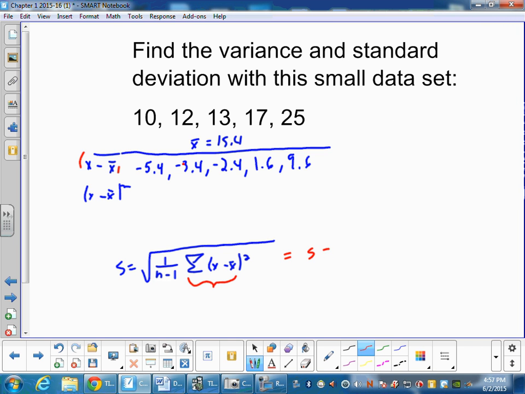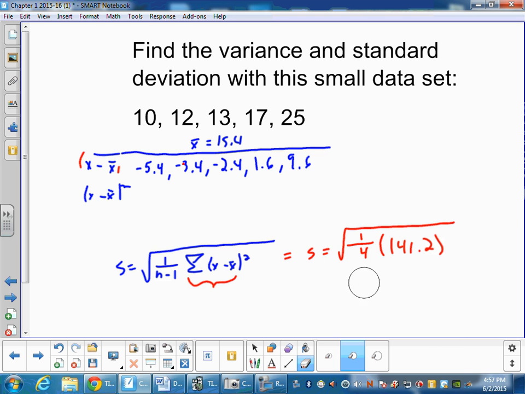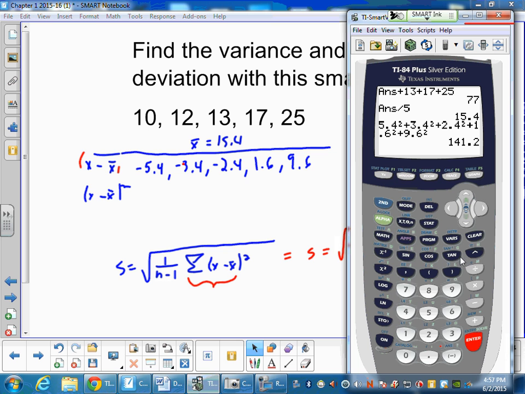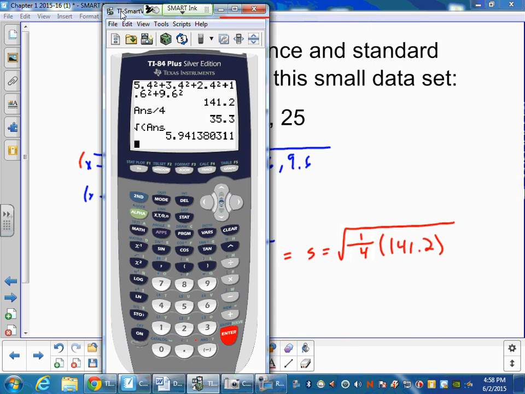So now I have s equals the square root of 1 over n minus 1 times 141.2. If I have 5 data points, I'm just going to say it's 1 over 4, because that's 1 minus 5 in magnitude. Now I just have to figure this out. So we take this and divide this by 4. And now I take the square root of that answer. So my standard deviation is 5.94.